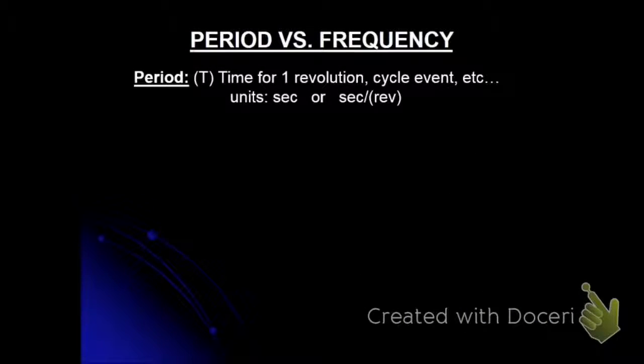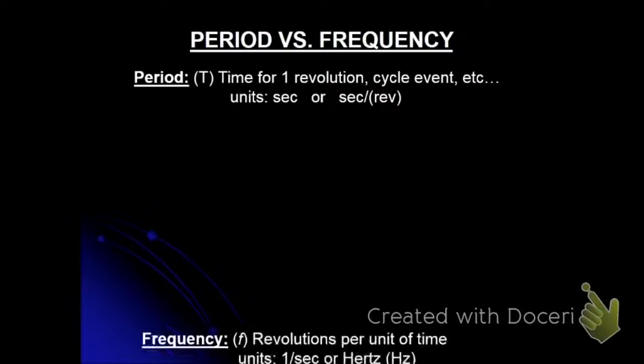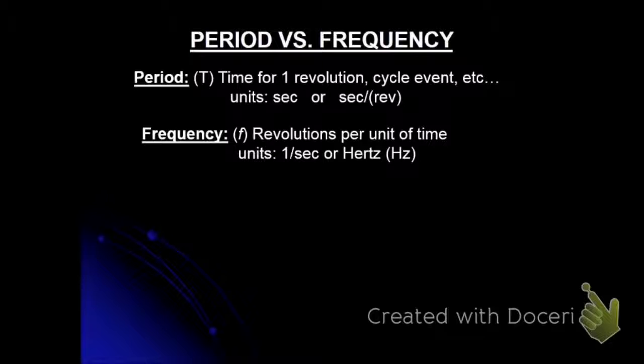Another concept related to circular motion is the idea of period and frequency. Period is simply a measurement of time, and it's how long it takes for one revolution, one cycle to occur. So it's usually going to be measured in seconds, and you could also say it as seconds per revolution. Frequency is the inverse of that. It's how frequently the thing rotates or revolves. So it's the number of revolutions per some amount of time, typically seconds.